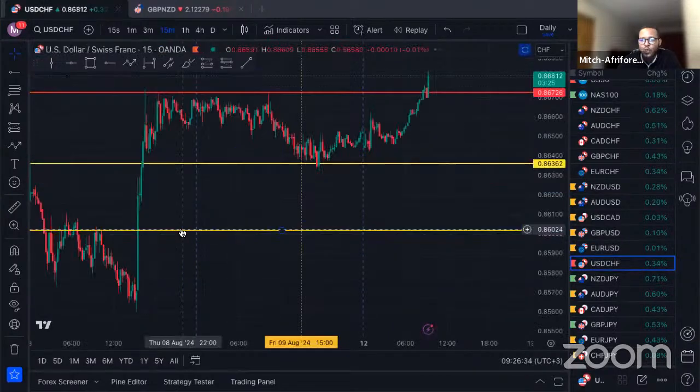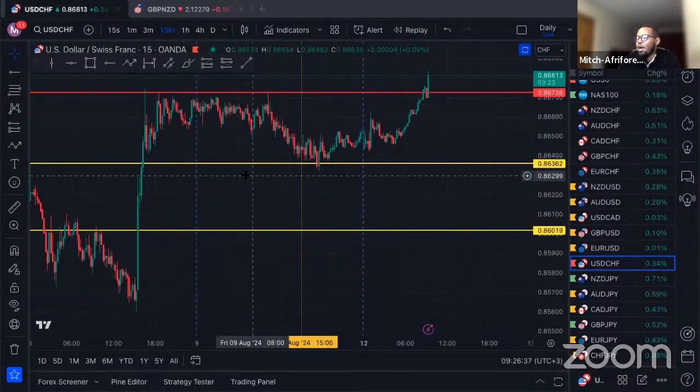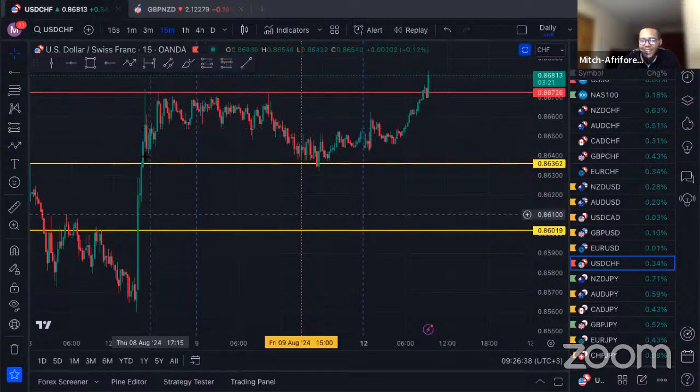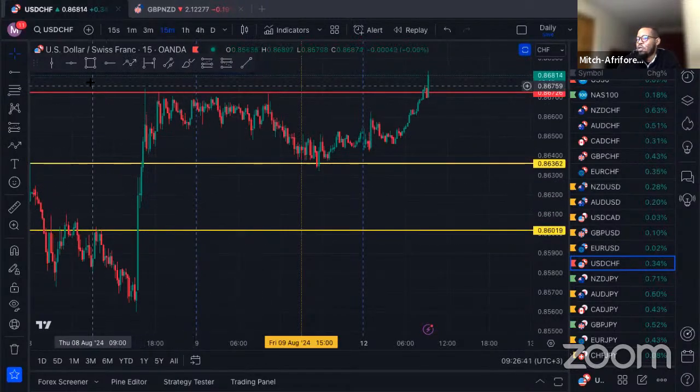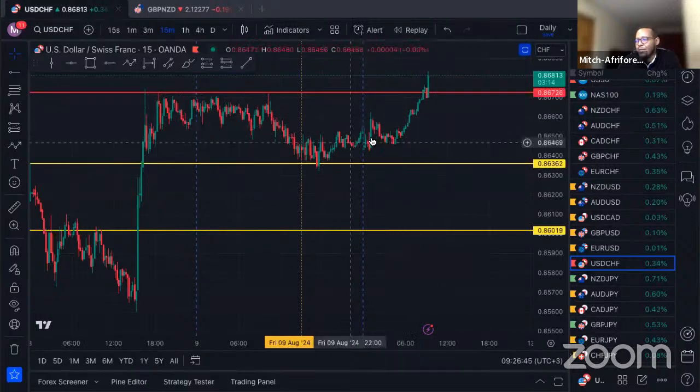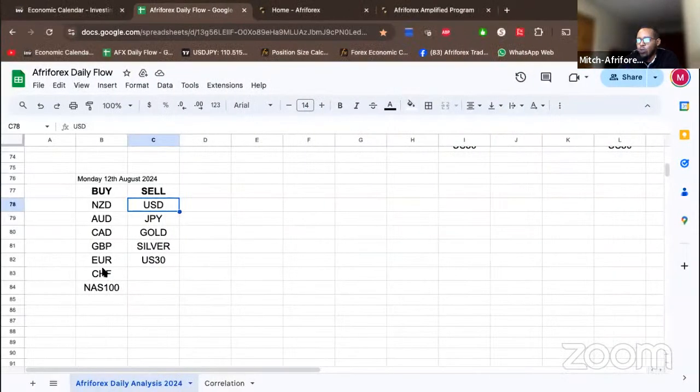So moving on to the last US dollar pair, we do have the US dollar against the Swiss franc. Now, in this pair, these are brand new entries on our watch list. And our bias here is to look for selling opportunities. We're expecting some weakness, some strength to come in on the Swiss franc pairs.